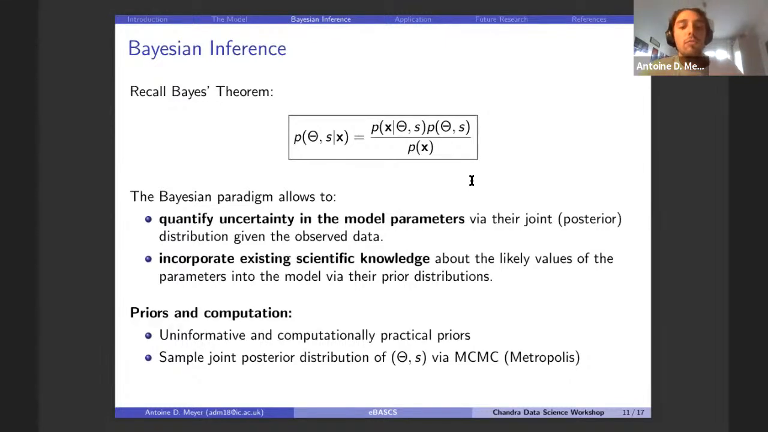We ourselves just use computationally practical pairs, usually conjugate distributions, and we sample from the joint posterior distribution of our model parameters and event assignment variable S via a Markov chain Monte Carlo sampler, in particular the Metropolis algorithm.